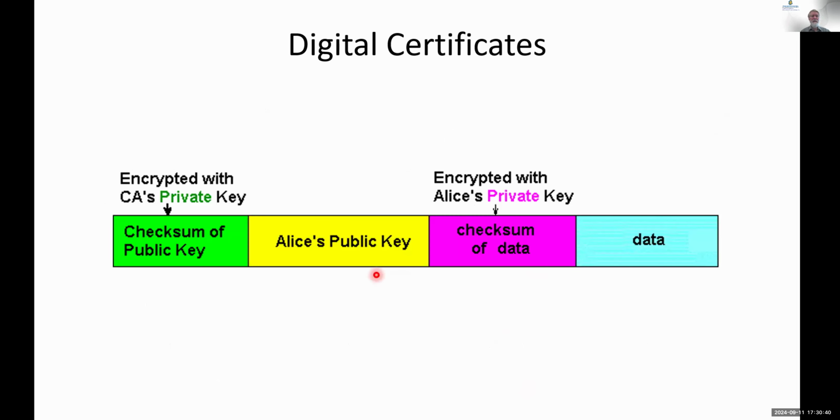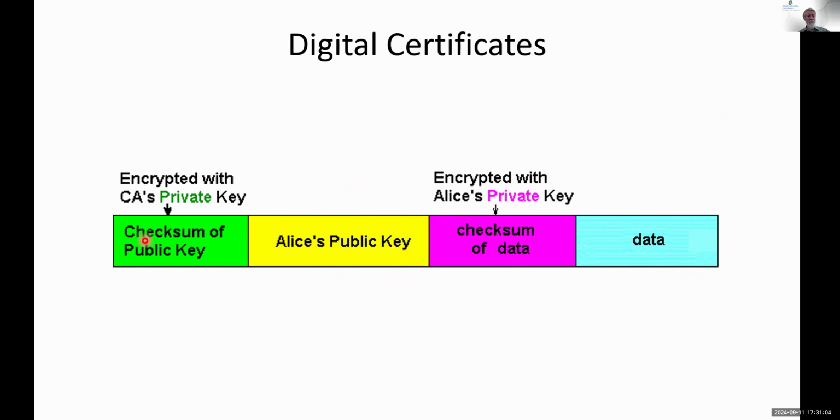Okay, this is the message that Alice is going to send to Bob. So we have the data. We have a hash of the data. The hash of the data is encrypted with Alice's private key. So Bob can use Alice's public key to decrypt this and make sure it's correct. How does he know that the public key sent along with the message is the correct key?